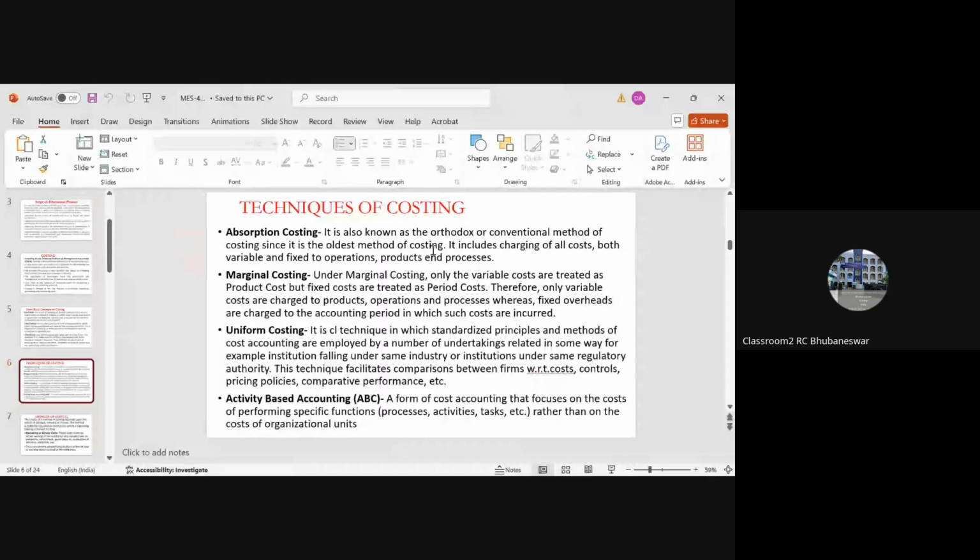Centered approach is also shifted to learning centered approach. Similarly, in the past the conventional method of costing was known as absorption costing. It includes charging of all costs, both variable and fixed, to operation, product, and process. Marginal costing: under marginal costing, only the variable costs are treated as product cost. What is variable cost? Who can say?